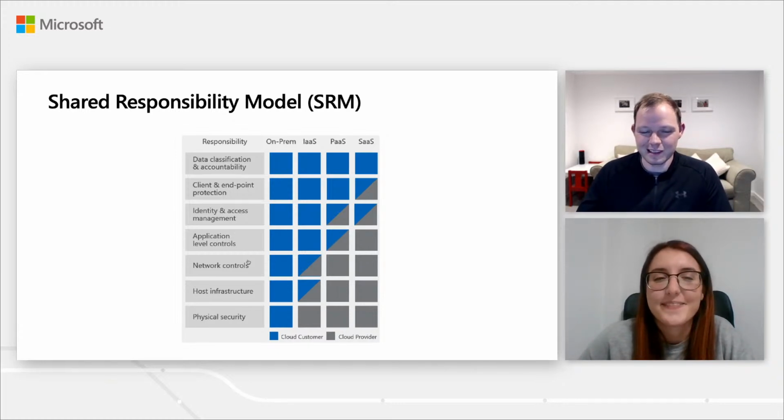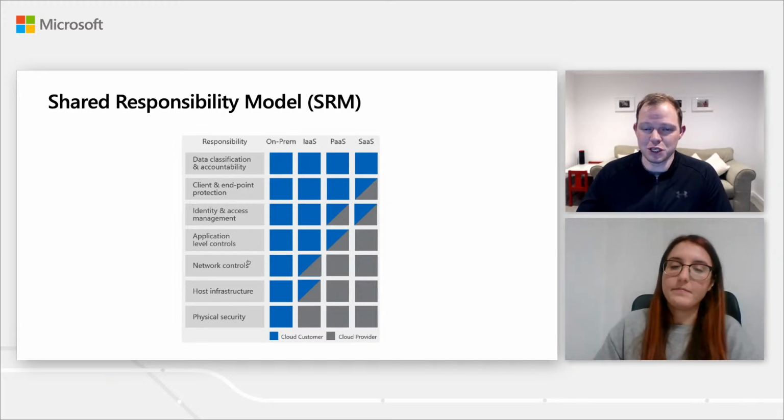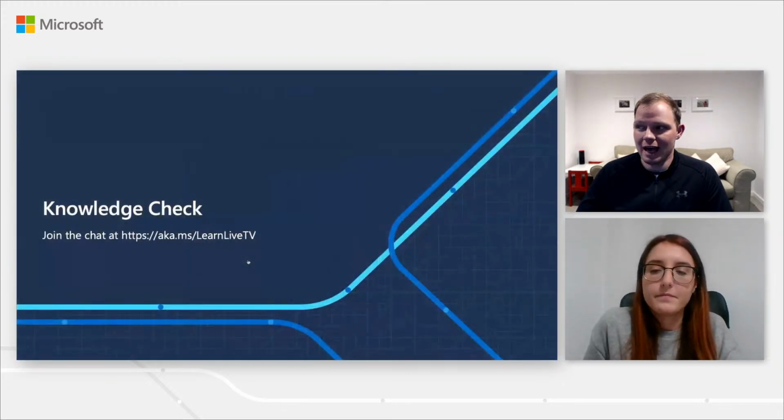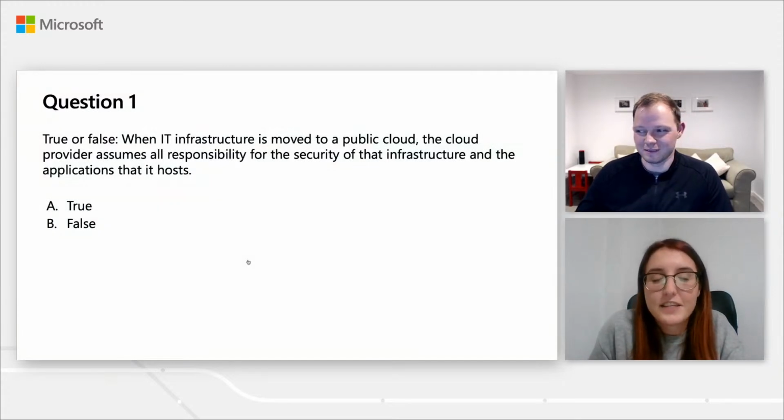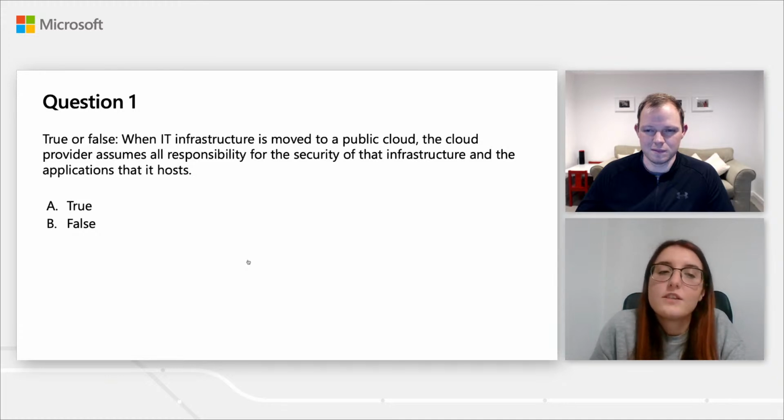Okay, perfect. So hopefully everyone's been listening so far and we've kept your attention. So how about a knowledge check, Christina? Yes, you can answer live all the questions so that we can check the answers together. Beginning with question 1, which is true or false. When IT infrastructure is moved to public cloud, the cloud provider assumes all responsibility for the security of that infrastructure and the applications that it hosts. And we have two choices, true and false.